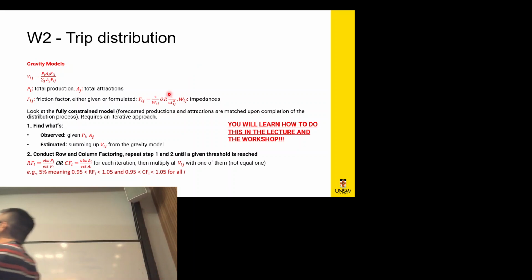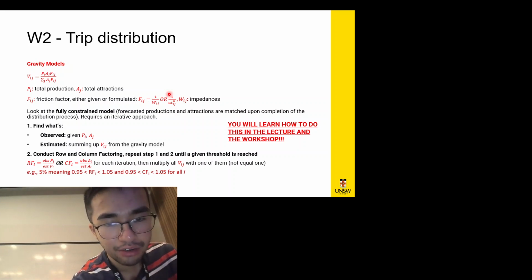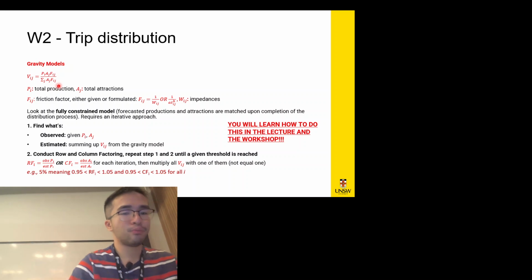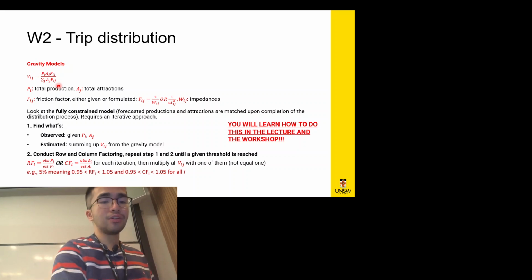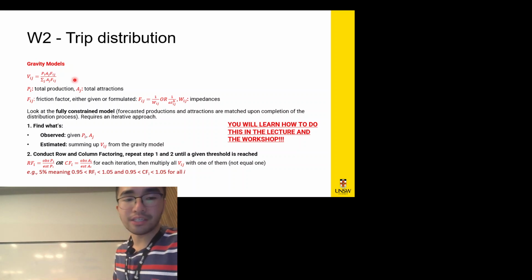So, in terms of this friction factor, say we're looking at travel time. When there's an increased travel time, in this case there's an inverse relationship. When there's an increase in travel time, this friction factor decreases, and as a result, because number of trips is proportional to friction factor, if travel time increases, friction factor decreases, and as a result, the number of trips from I to J would decrease.